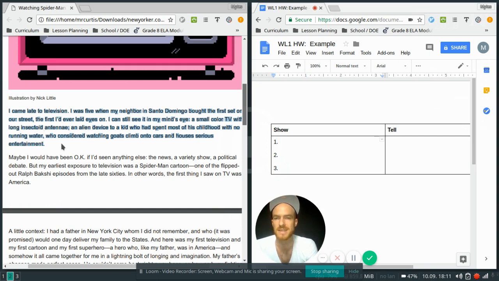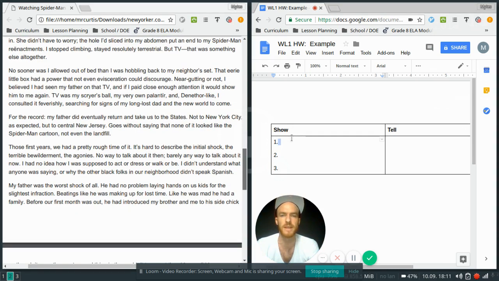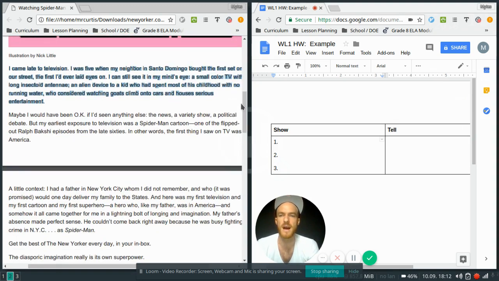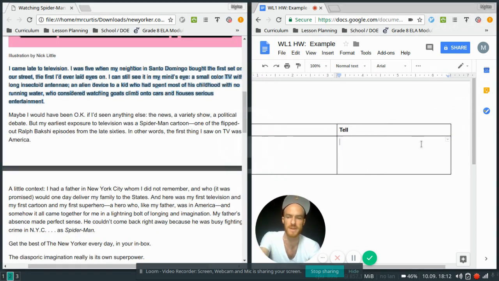What I'm going to do is, when I see a detail that shows me something about Diaz's childhood in Santo Domingo, I'm going to copy down that word or phrase right here in this box. And that's what I'd like you to do. When I copy down one of those details, I'm just going to think about, what is my inference about that detail? And remember, quick refresher, what does inference mean?